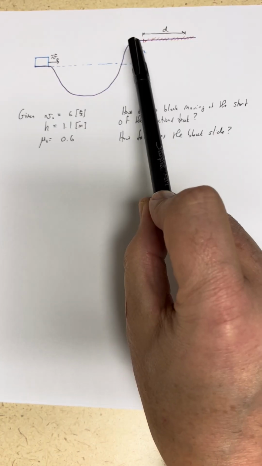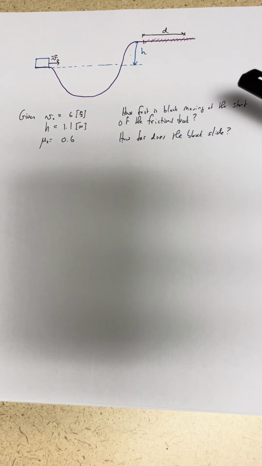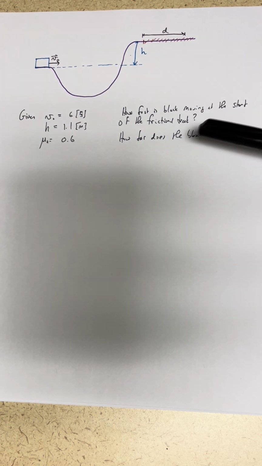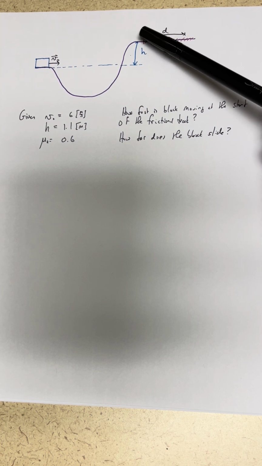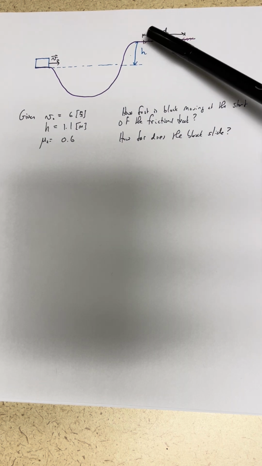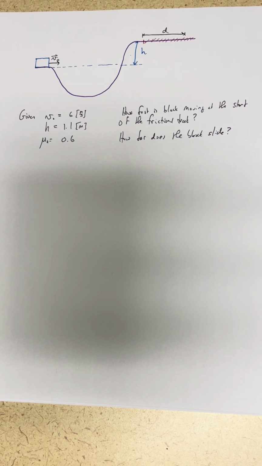And then there is friction, kinetic friction coefficient of 0.6, as the block slides for a distance d and then comes to rest. So we want to use conservation of energy to tell us how fast is the block moving when it gets to the start of the frictional track, and then how far does the block slide as the force of friction is doing work on the block.